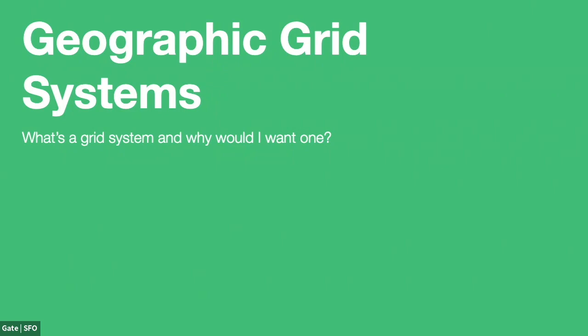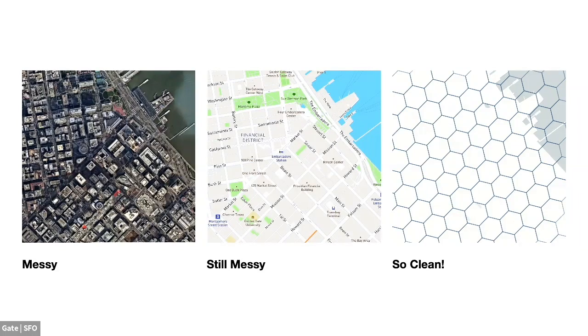So geographic grid systems, what exactly are they, and why would you want one? The real world is messy. The real world has all sorts of geographic elements that are very difficult to model in most systems. It may have human-built elements, it may have natural elements, it may have things that don't follow any kind of consistent structure. And in order to do most kinds of data analysis or geographic algorithms over it, you need to come up with some more abstract version of it.